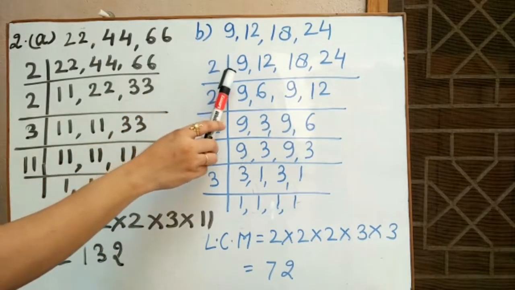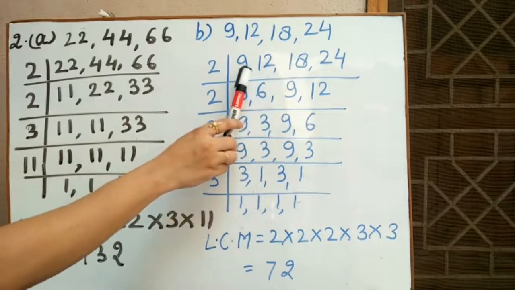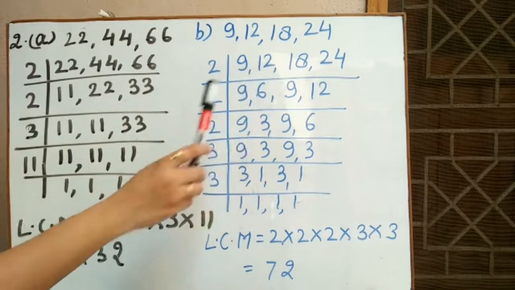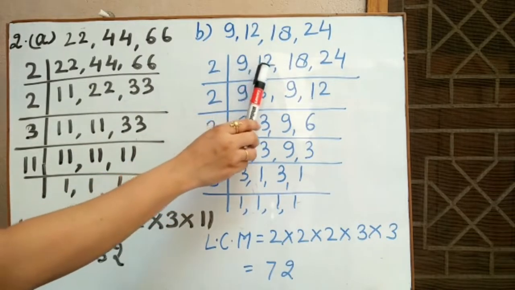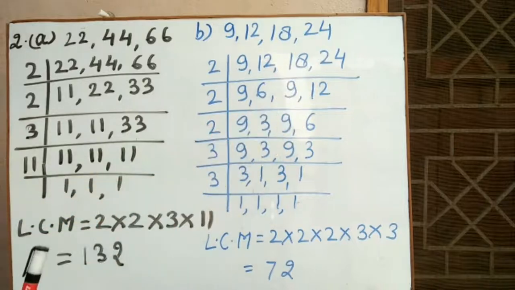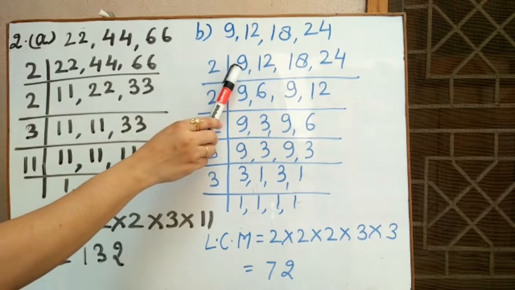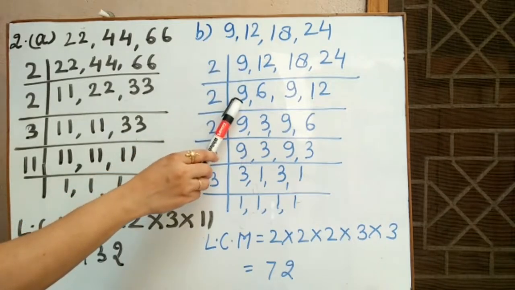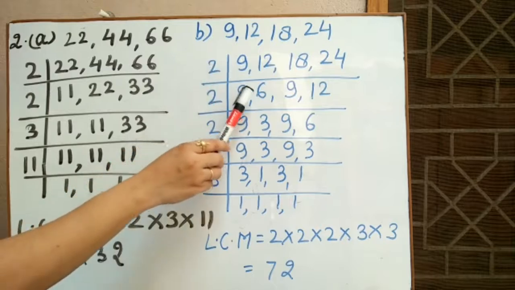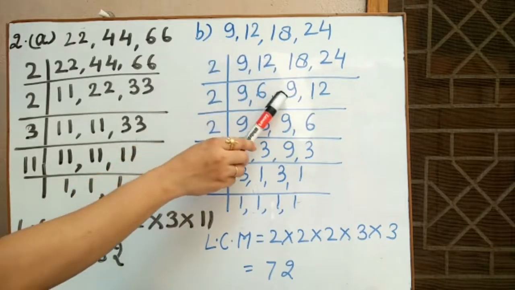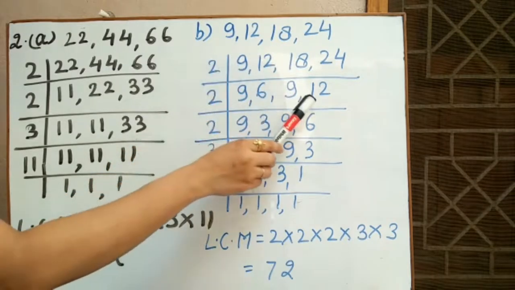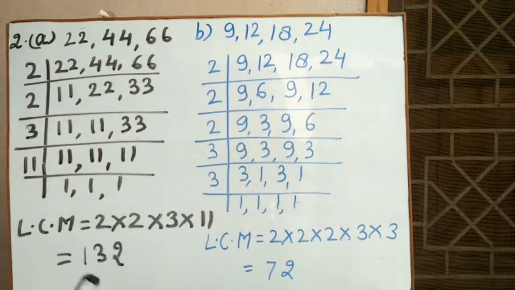First of all, we will write all numbers together by placing commas in between the numbers. And we know that 12, 18 and 24 are even numbers. That's why we will write here 2. And 9 cannot be divided by 2. That's why we will write 9 as it is. 2 sixes are 12. 2 nines are 18. And 2 ones are 2. 2 twos are 4.